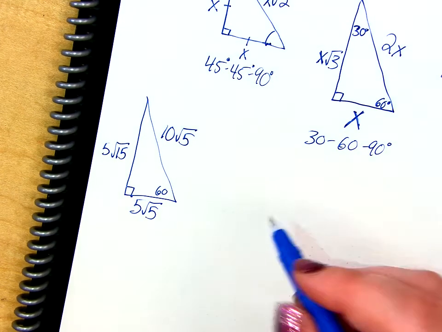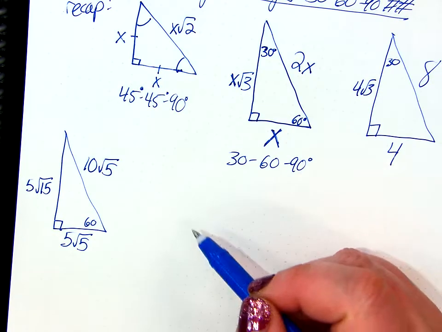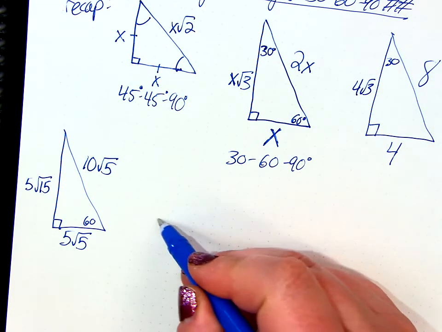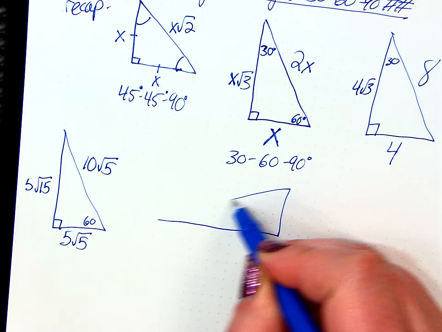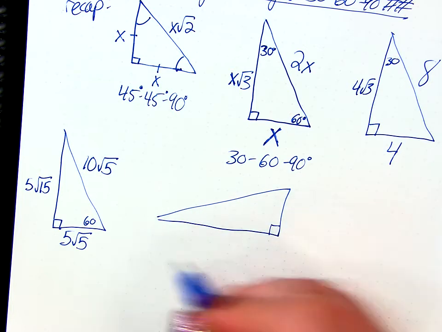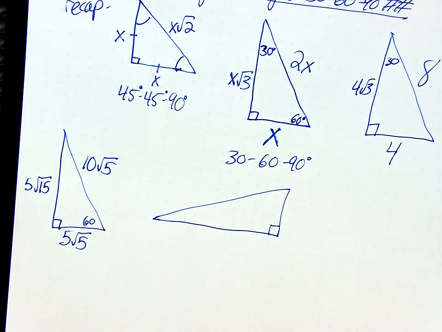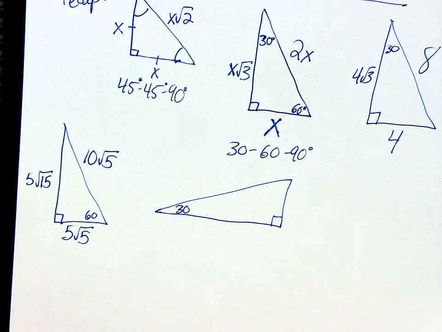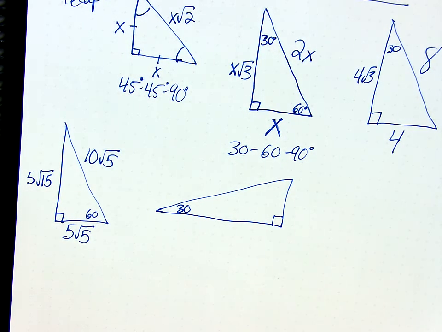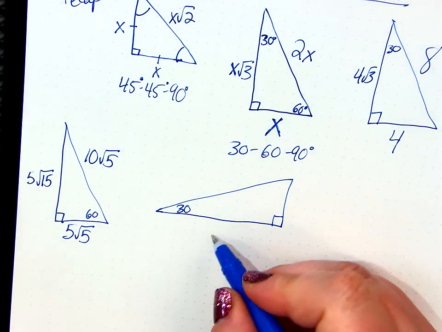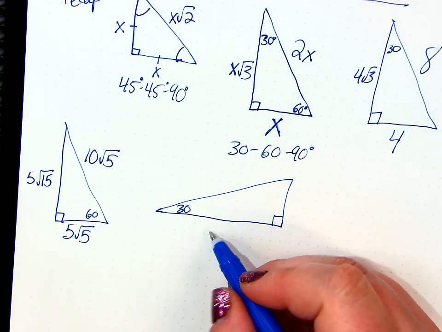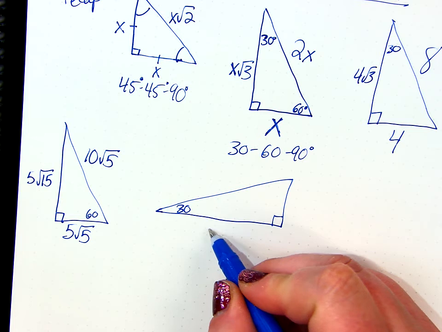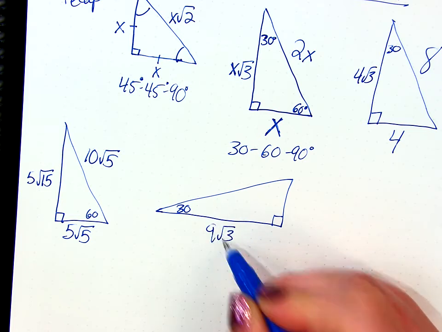Okay, let me try and trick you again. The triangle isn't always going to be drawn that way, right? It might look like this. Who knows what they're going to do to you? Let's say there's my 30. And let's say maybe this time I give you that this side is, I'll make it not so terrible yet, 9 root 3.